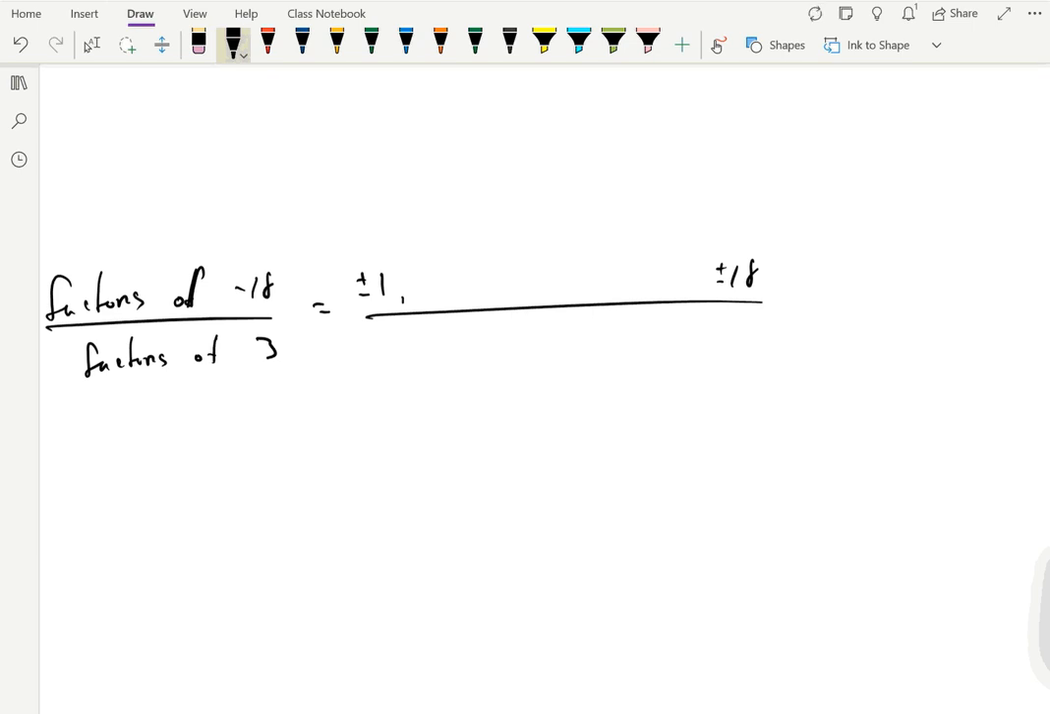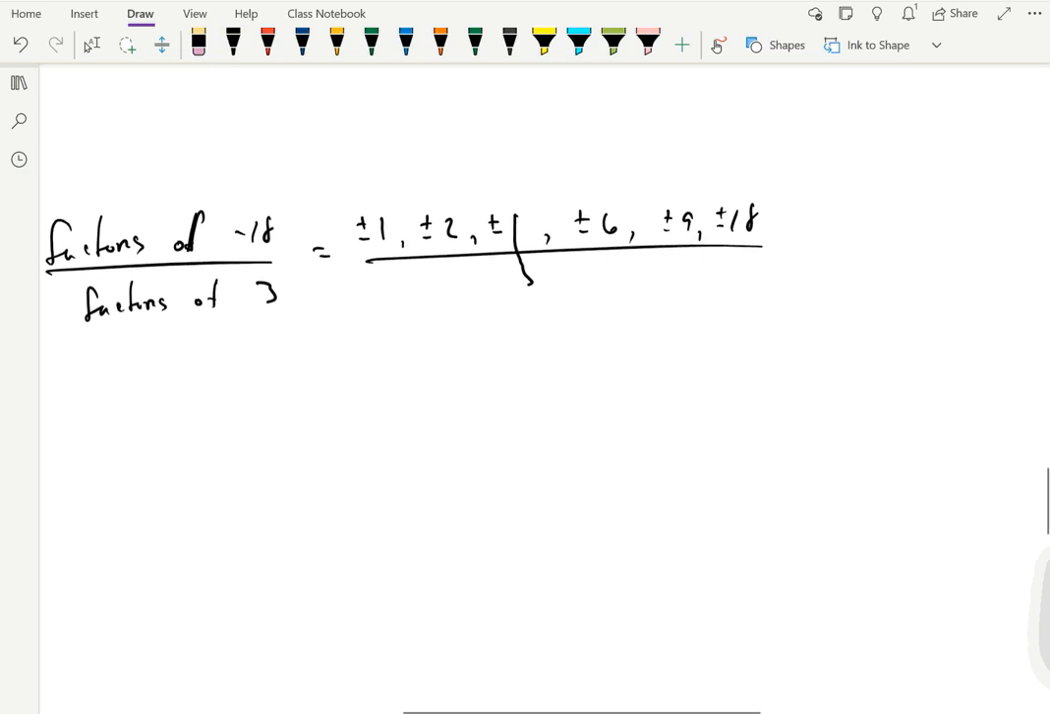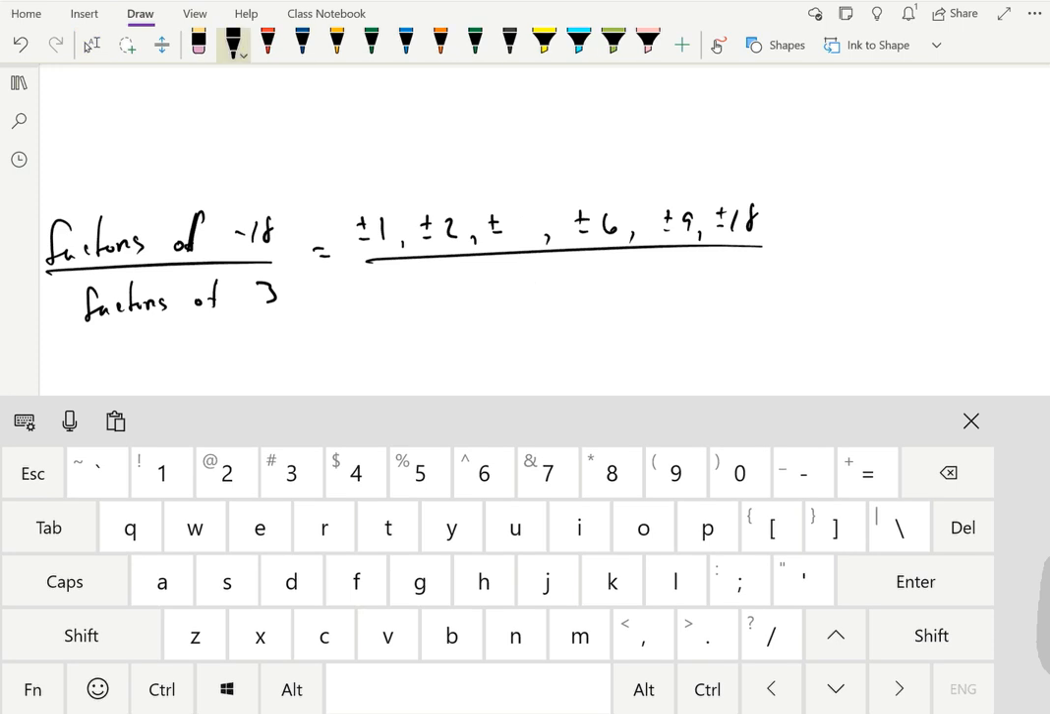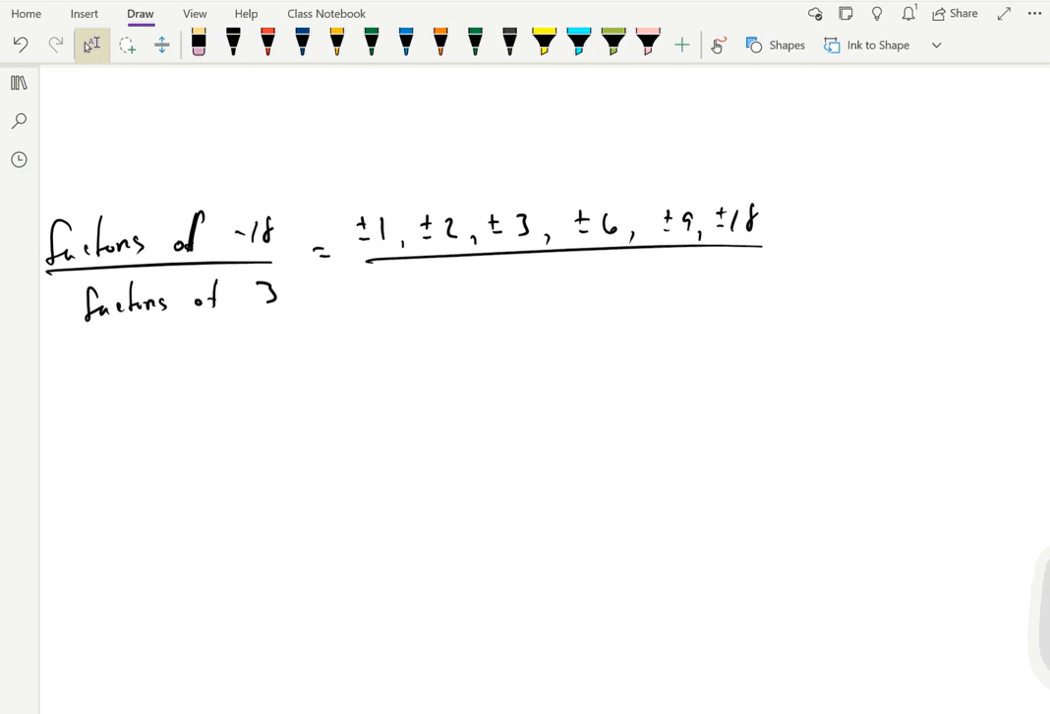Additionally, I have 2 and 9, so positive 2 and positive 9. Let's see, 3 times 6 is 18, so we've got positive 3 and positive 6, and that's the end of those. Whoops, trying to clean up here, and my hand moved and got it all over the place. And then factors of 3: we could do plus or minus 1 and plus or minus 3, because I got 1 times 3, or negative 1 times negative 3.